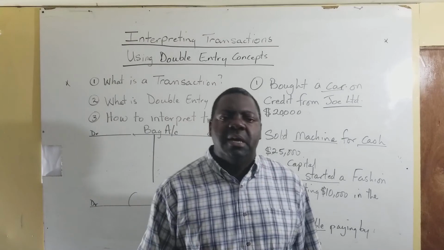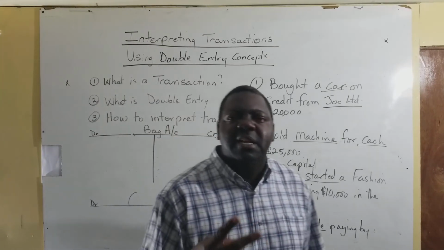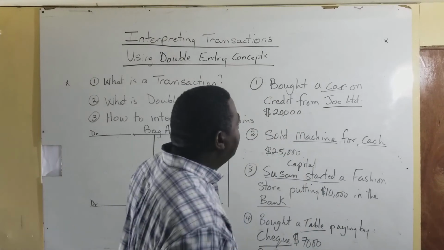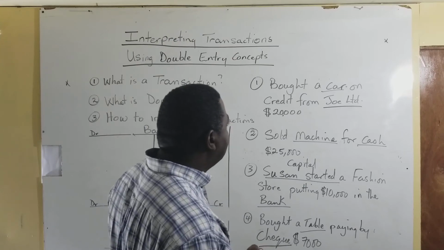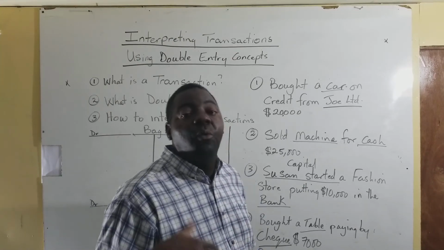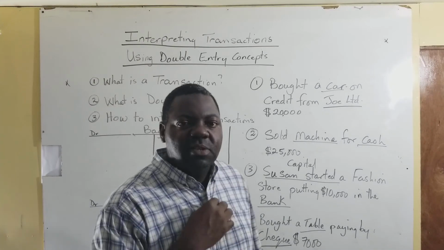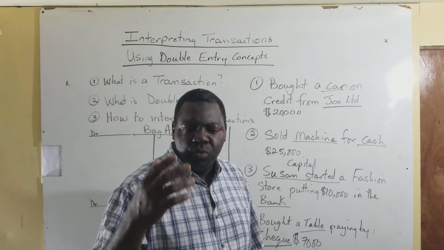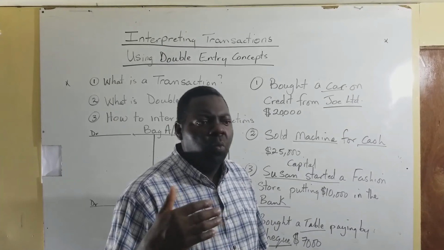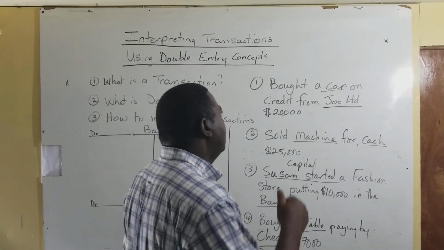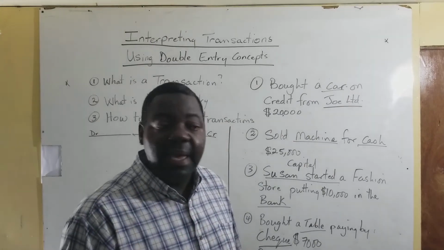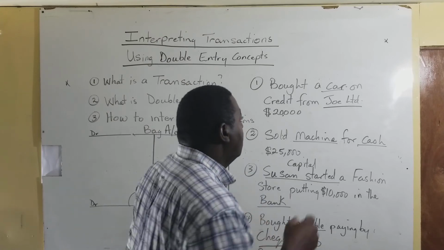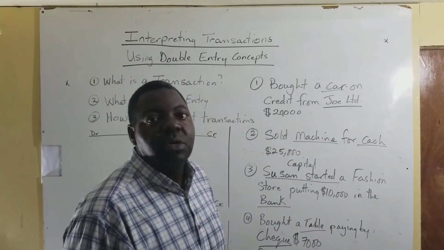To interpret the transaction, we are going to ask ourselves at least 2 questions. For example, go back to "bought a car on credit from Joe Limited." The question that we ask is, what are we buying? You ask yourself 2 questions, and that will help you determine what this transaction is saying. What we're buying is a car, so it becomes an account. Who are we buying it from? We're buying from Joe Limited, so Joe Limited is the next account.